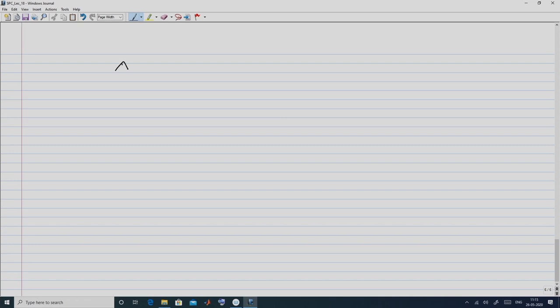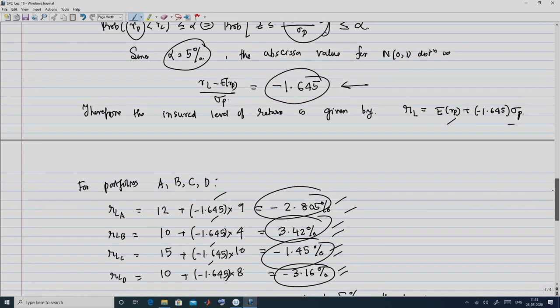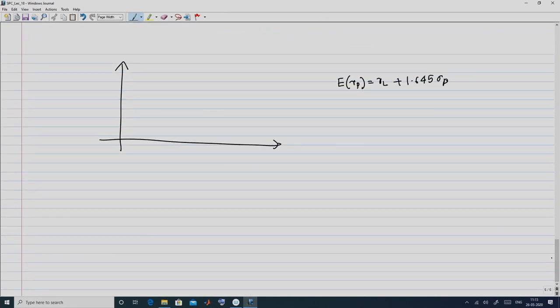So graphically one can view it like this. Suppose now I have this relation. With alpha equal to 5%, I have the relation E of RP is equal to RL plus 1.645 sigma p. Right? Remember, we had RL equal to ERP minus 1.645 sigma p. So I write E of RP in terms of RL and sigma p on the same side. These are nothing but straight lines with identical slopes in the sigma p, ERP plane.